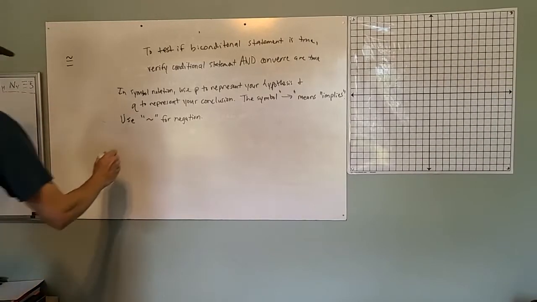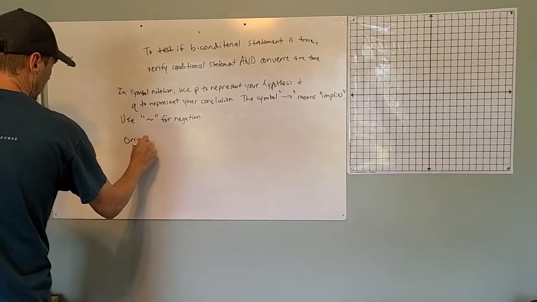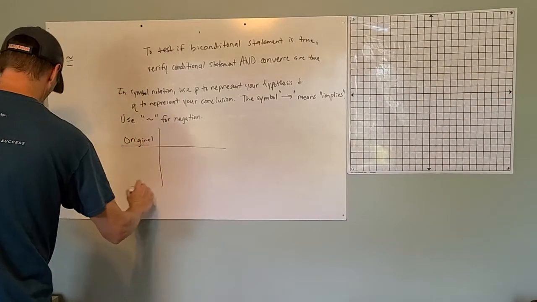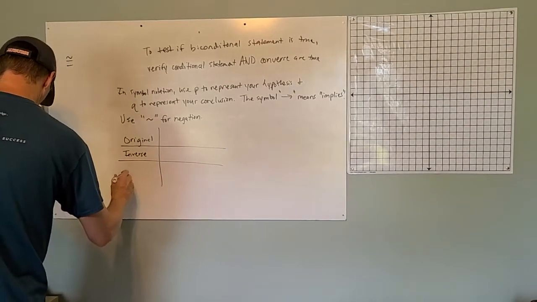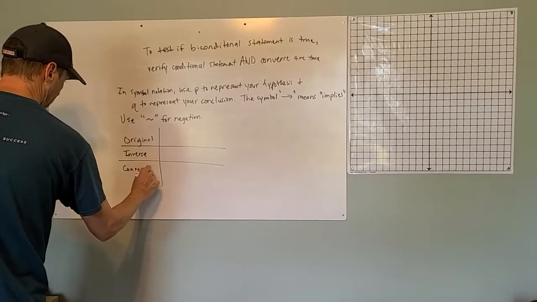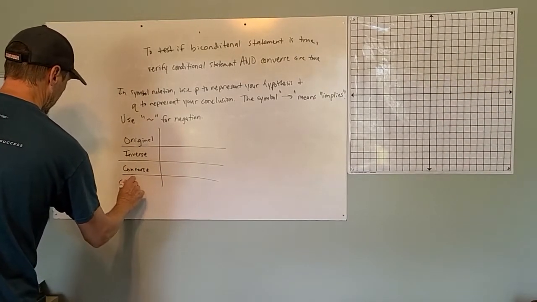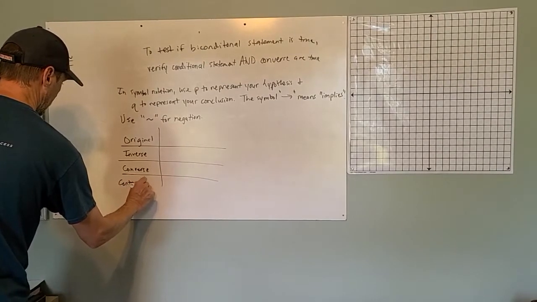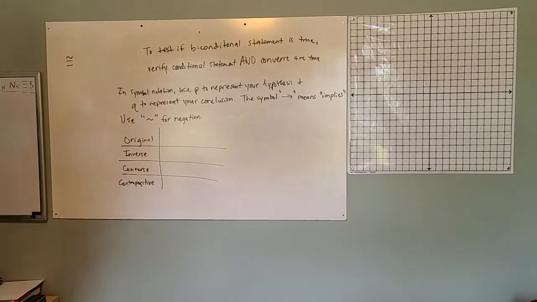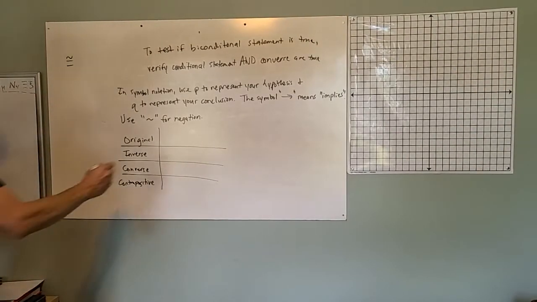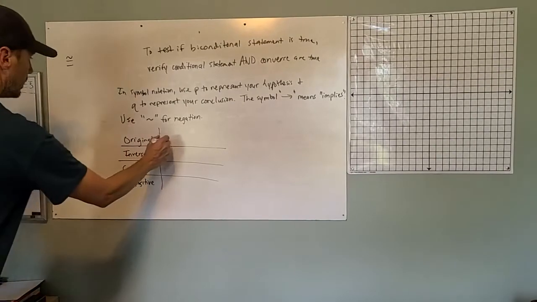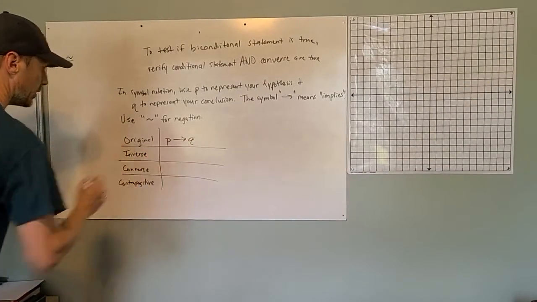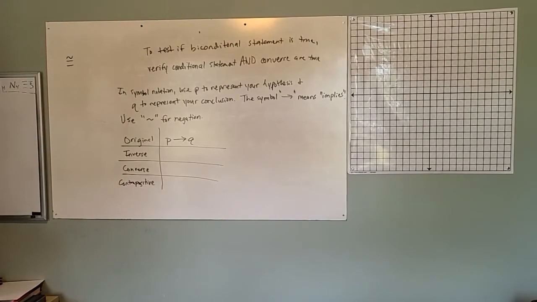Given these symbols, we can now write what we did before, where we have our original, our inverse, our converse, and our contrapositive. For our original, if we're using P and Q to represent our hypothesis and our conclusion, then if P, then Q. That's how we would write that. Okay?